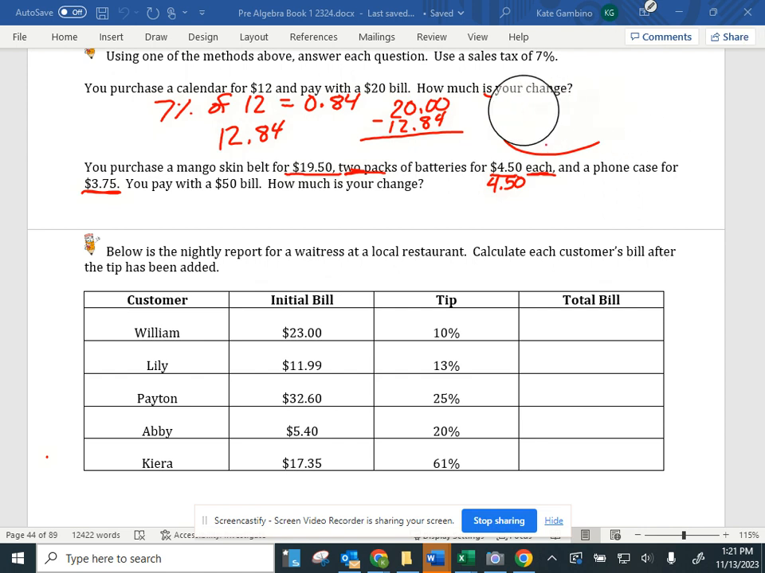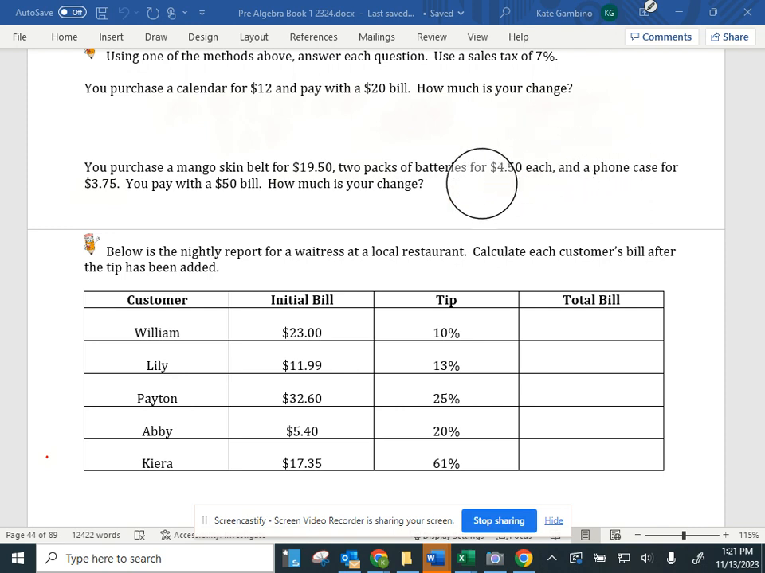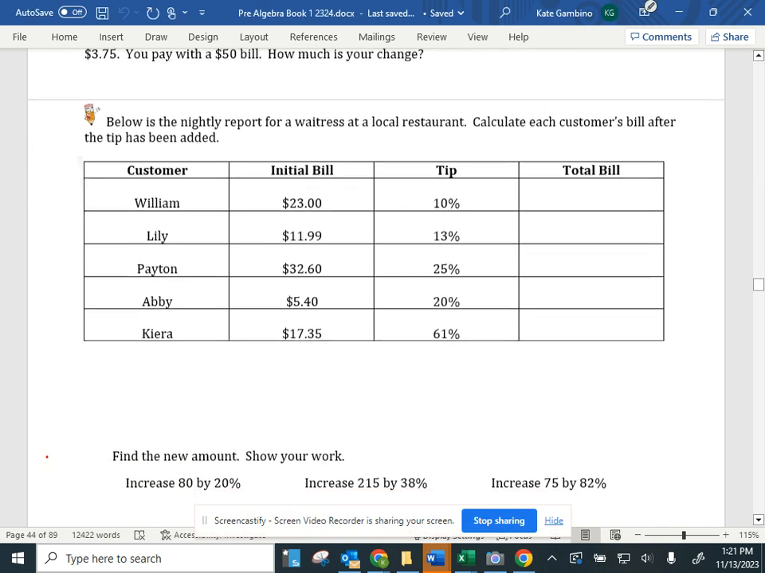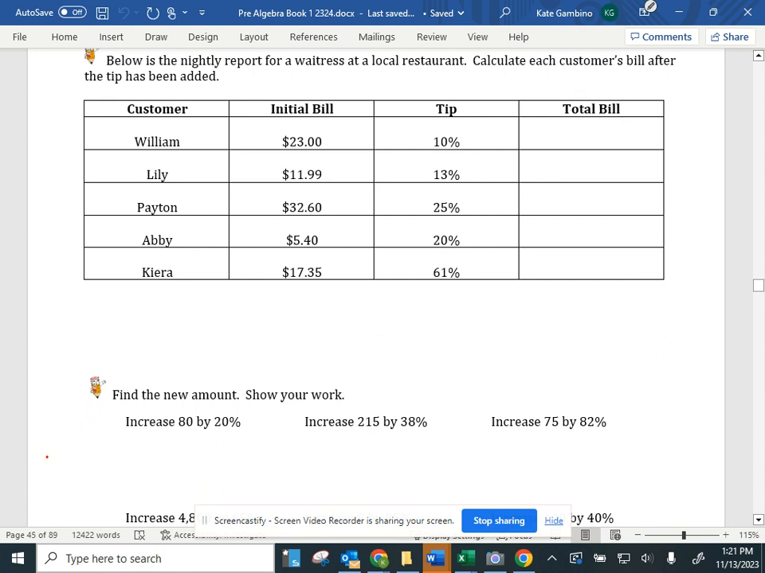On our second page, we have a table we have to fill in. Below is the nightly report for a waitress at a local restaurant. Calculate each customer's bill after the tip has been added. So we've got our original amount, we've got our percent of increase, and then you have to do the math and you're putting in what their total bill is. So you have to find out what that tip percentage was, add it back to your original, and put the new amount of how much they paid to go out to eat.